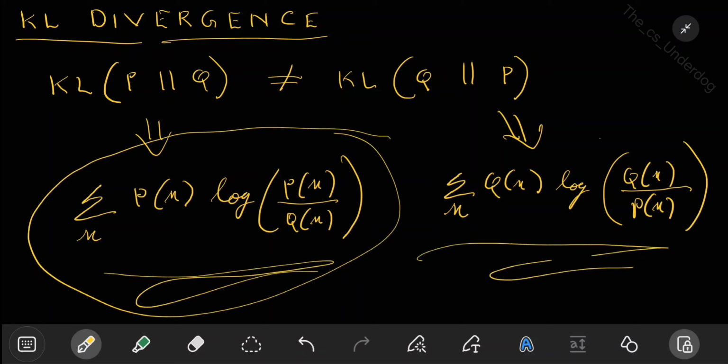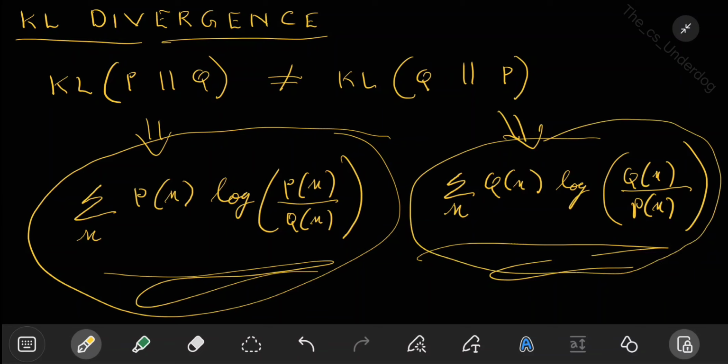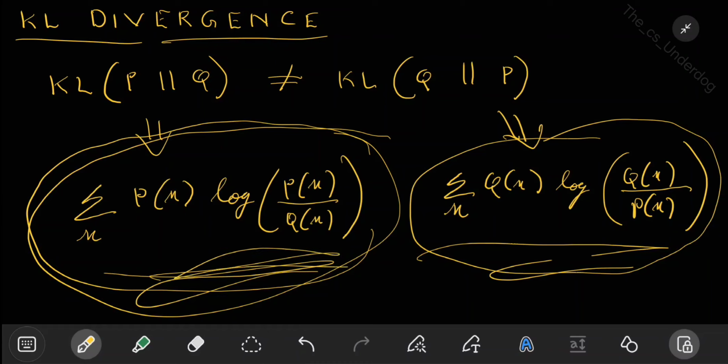It's quite clear. So logically, you have to understand that it is because the direction is different. It is because the information that you gain when you move from Q to P or you move from P to Q, these are different. This is logical understanding, and mathematically you can see that the value that the equation gives in case of summation over all x P of x into log of P of x by Q of x, and the other equation, summation over all x Q of x into log of Q of x by P of x, these are different. So for this reason, KL divergence is not symmetric.